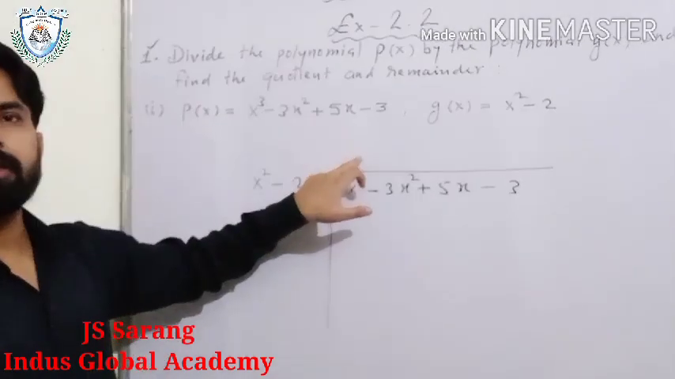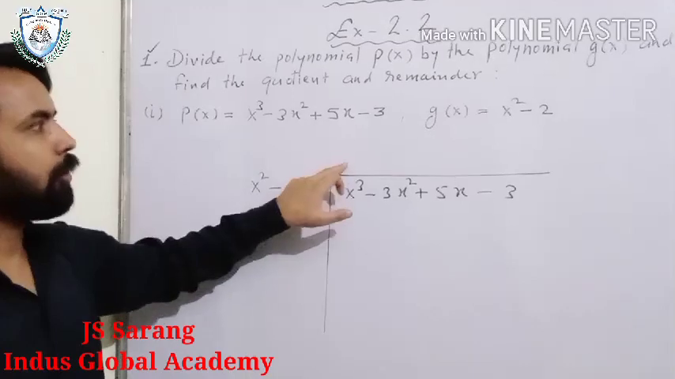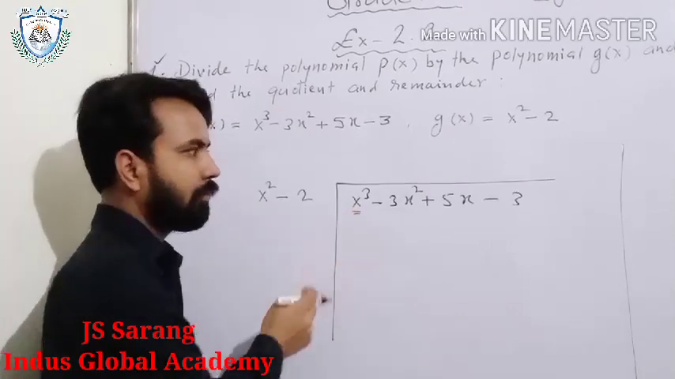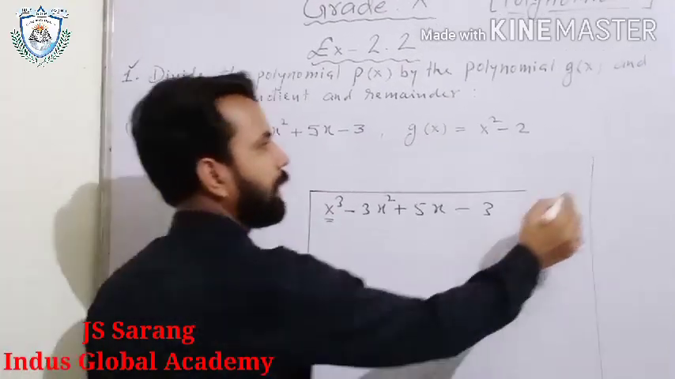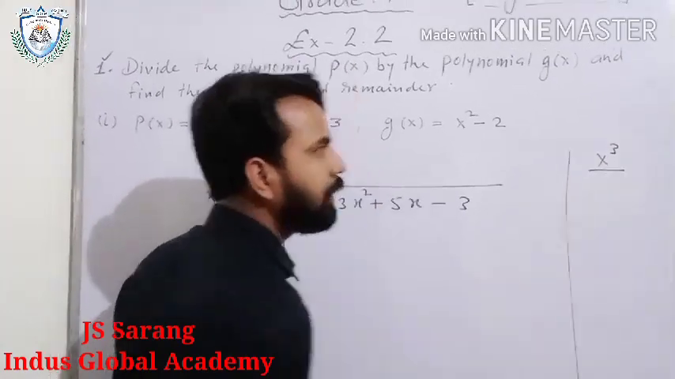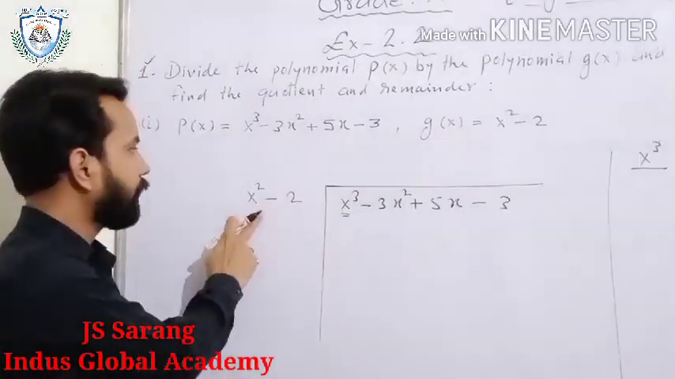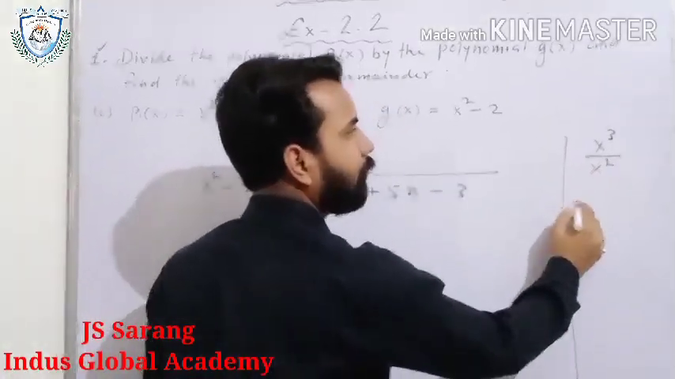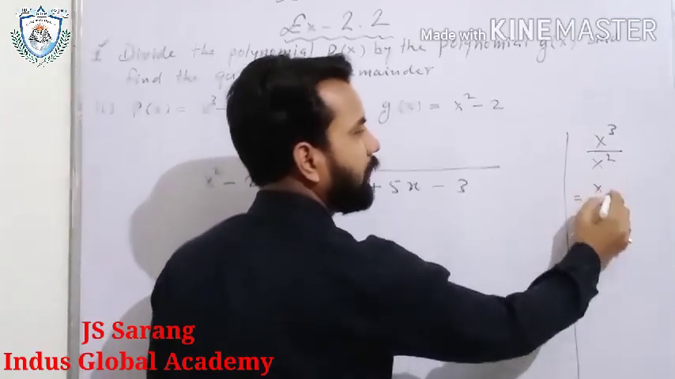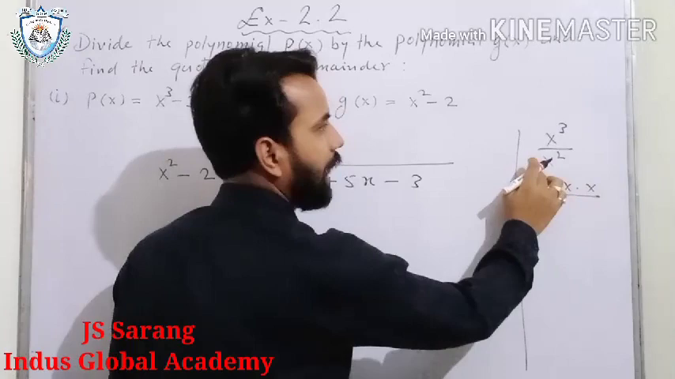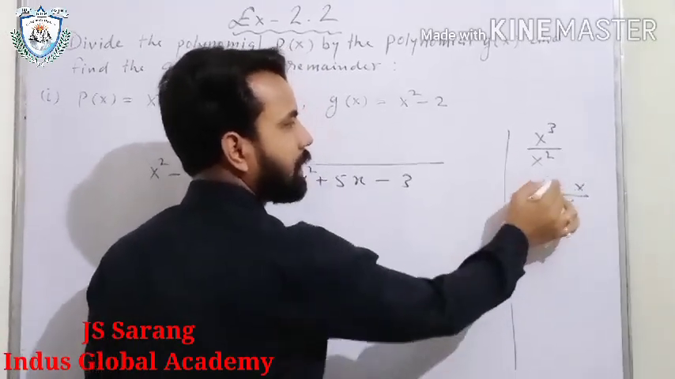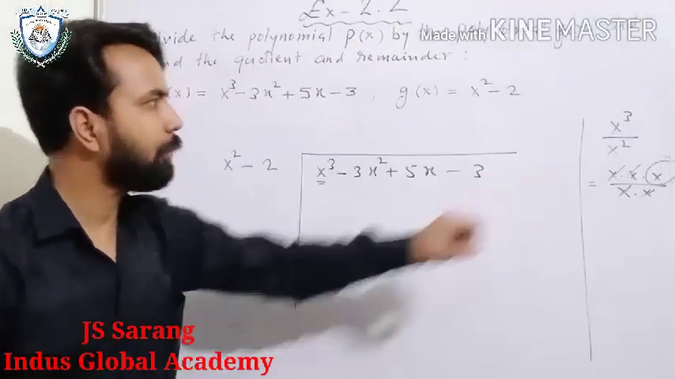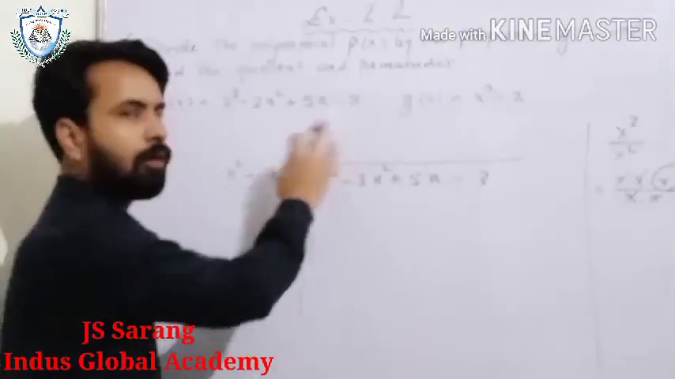So what will be the very first term of the quotient? For getting the first term of the quotient, we have to divide the very first term of p(x). What is the first term of p(x)? X to the power 3. This term will be divided by the very first term of the divisor, which is x square. So if x cube is divided by x square, what do we get? X cube means x into x into x, upon x square means x into x. So both x's cancel. What is left? Only x is left. So this will be the first term of the quotient.